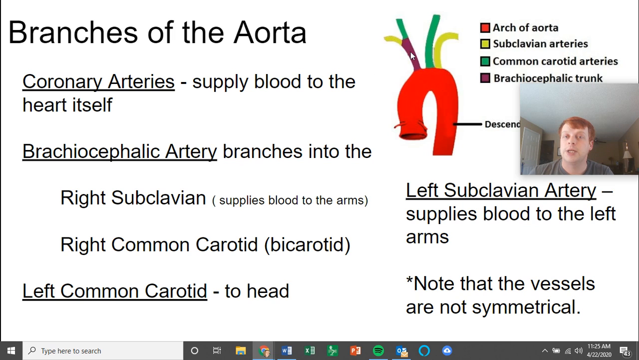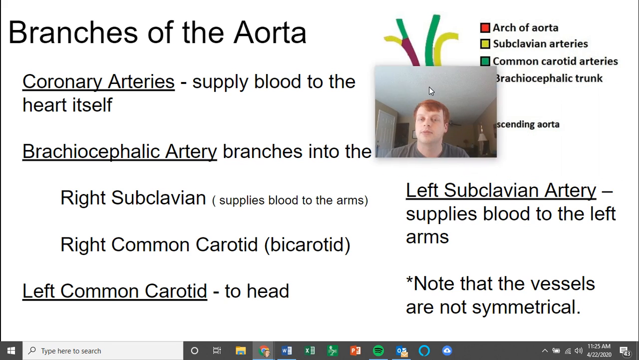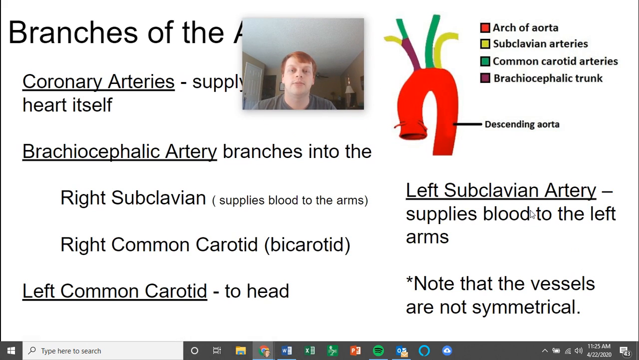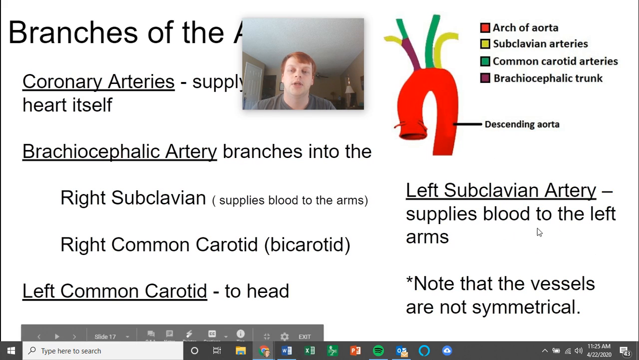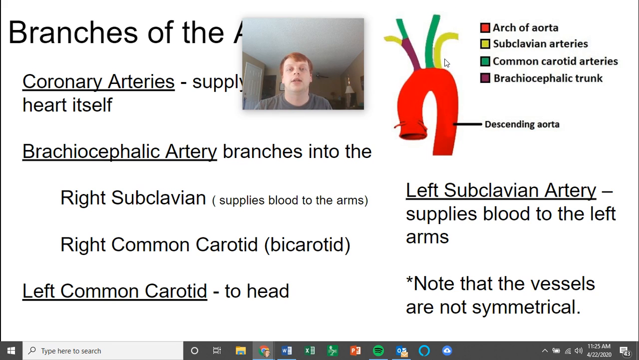So this is the brachiocephalic trunk. Here's where it splits into those two parts right here. And then you have your left common carotid right here, which is going to move blood to your head. We have the left subclavian artery, which supplies blood to the left arm. And what you should know about these is that the vessels are not symmetrical, so they don't line up with each other on opposite sides of the body.